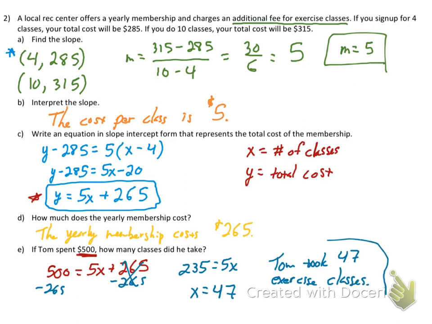This type of problem is a little bit more involved because you need to find the slope first. You need to pull the coordinates from the problem, use them to find the slope, interpret the slope, and then write the equation. Then you can understand what the slope and the y-intercept mean, and you can use that model to answer questions. So go ahead and try the next practice problem on your own.